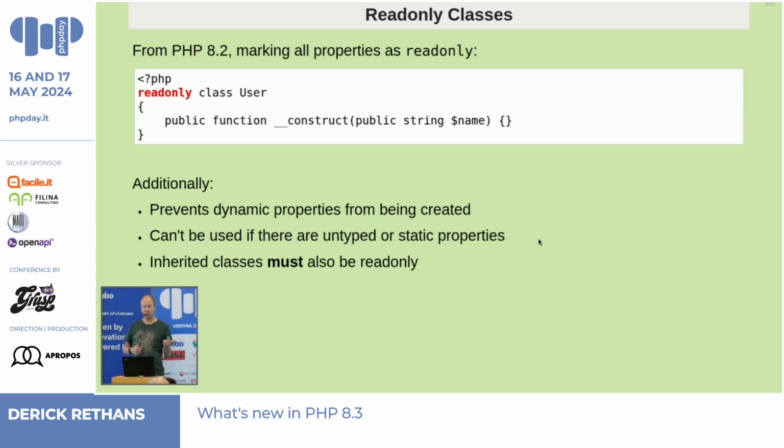The read-only keyword can also only be used on typed and non-static properties. That's the way read-only worked on normal properties as well. But that also means that all your properties in your class now have to be typed and non-static for read-only to be able to use on your objects and your classes. Also, inherited classes must also be read-only. Now, we had an argument about that at some point. There was a proposal to do a few things extra with read-only, but I'll get back to that in a second.